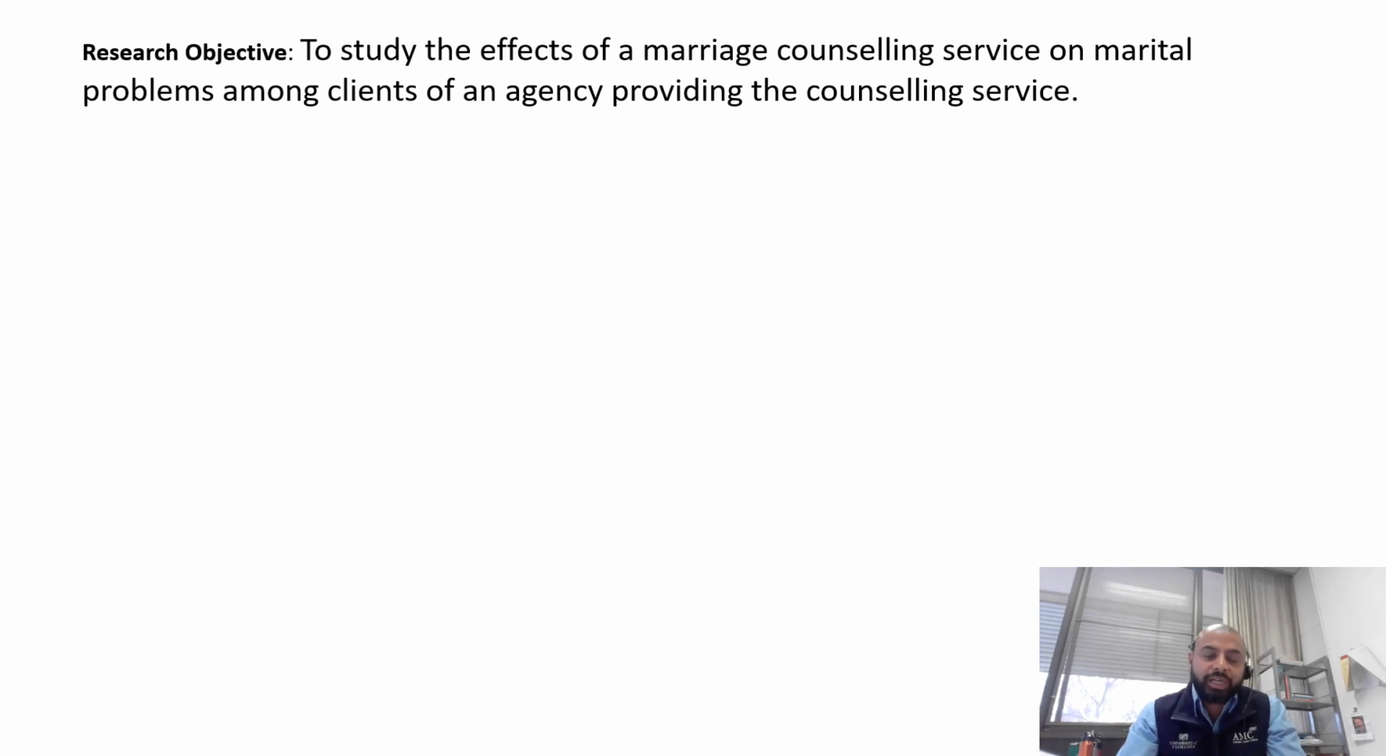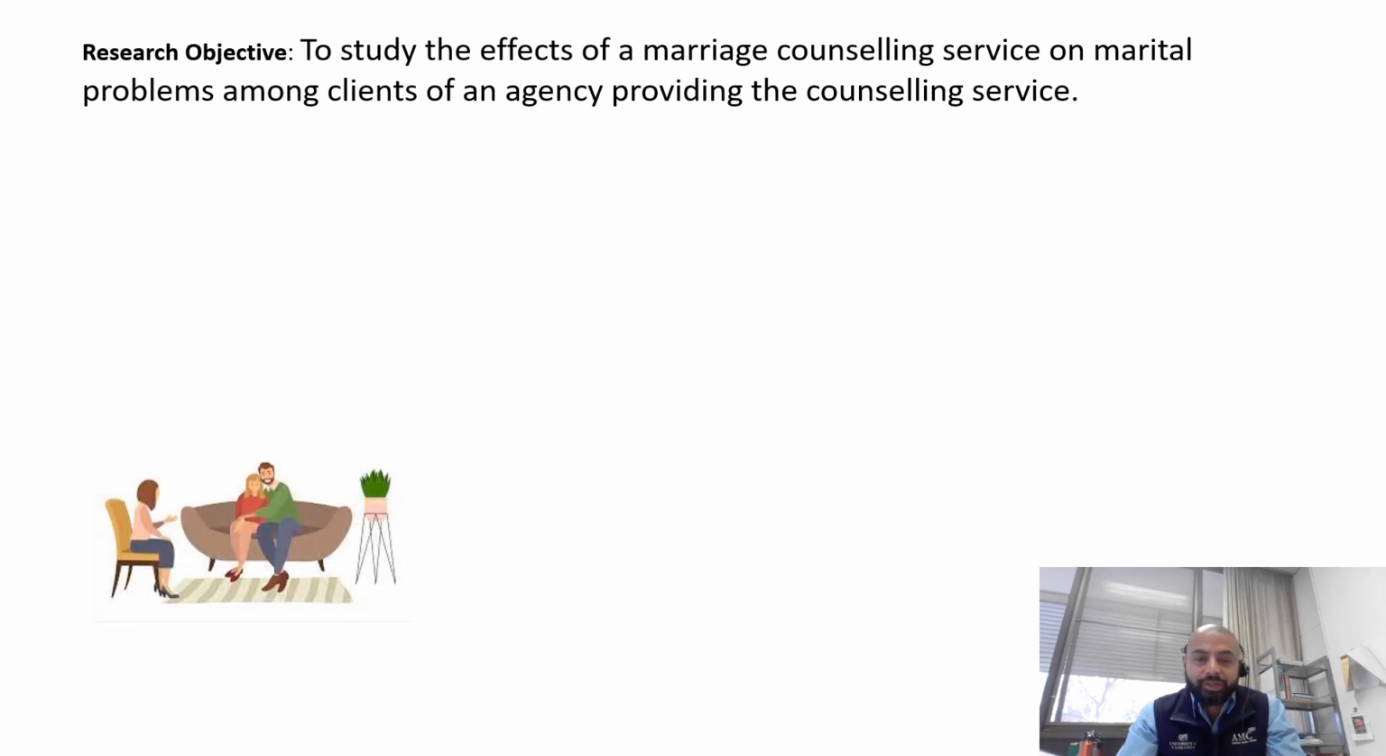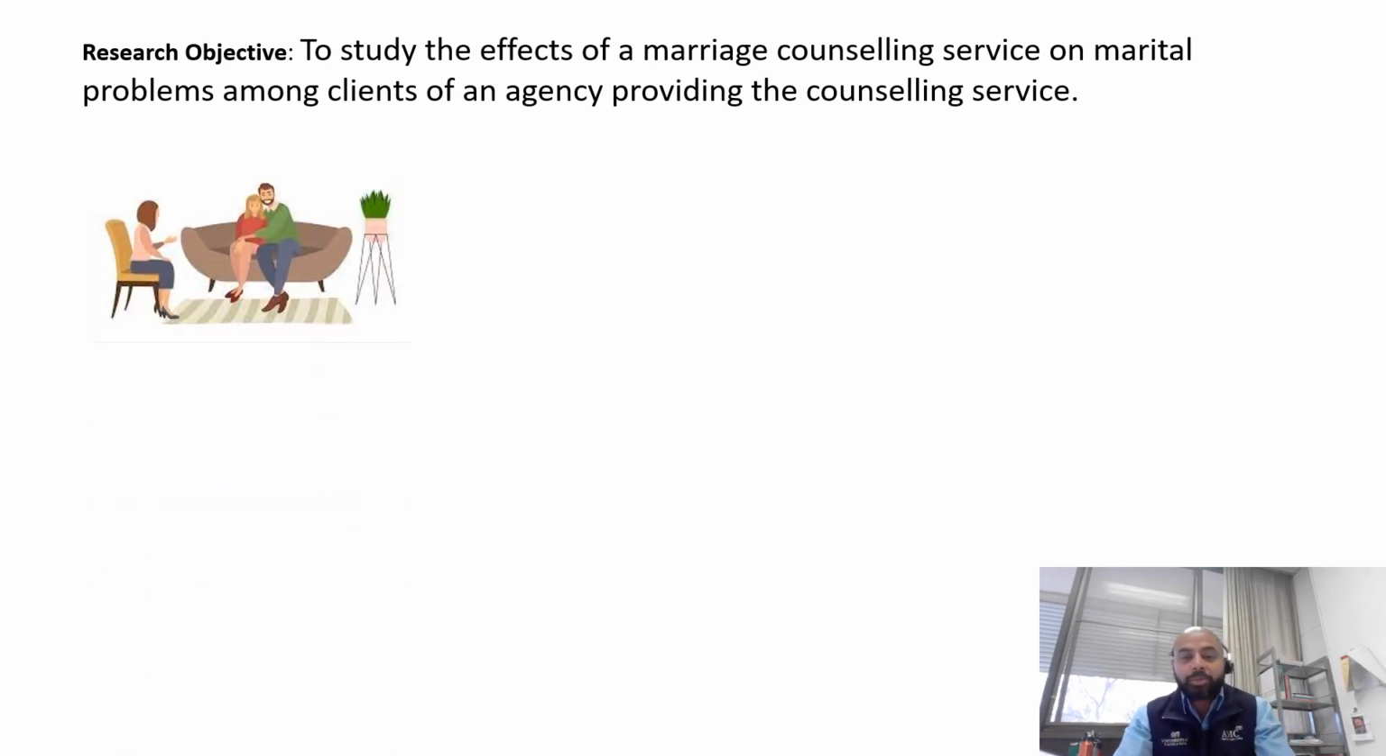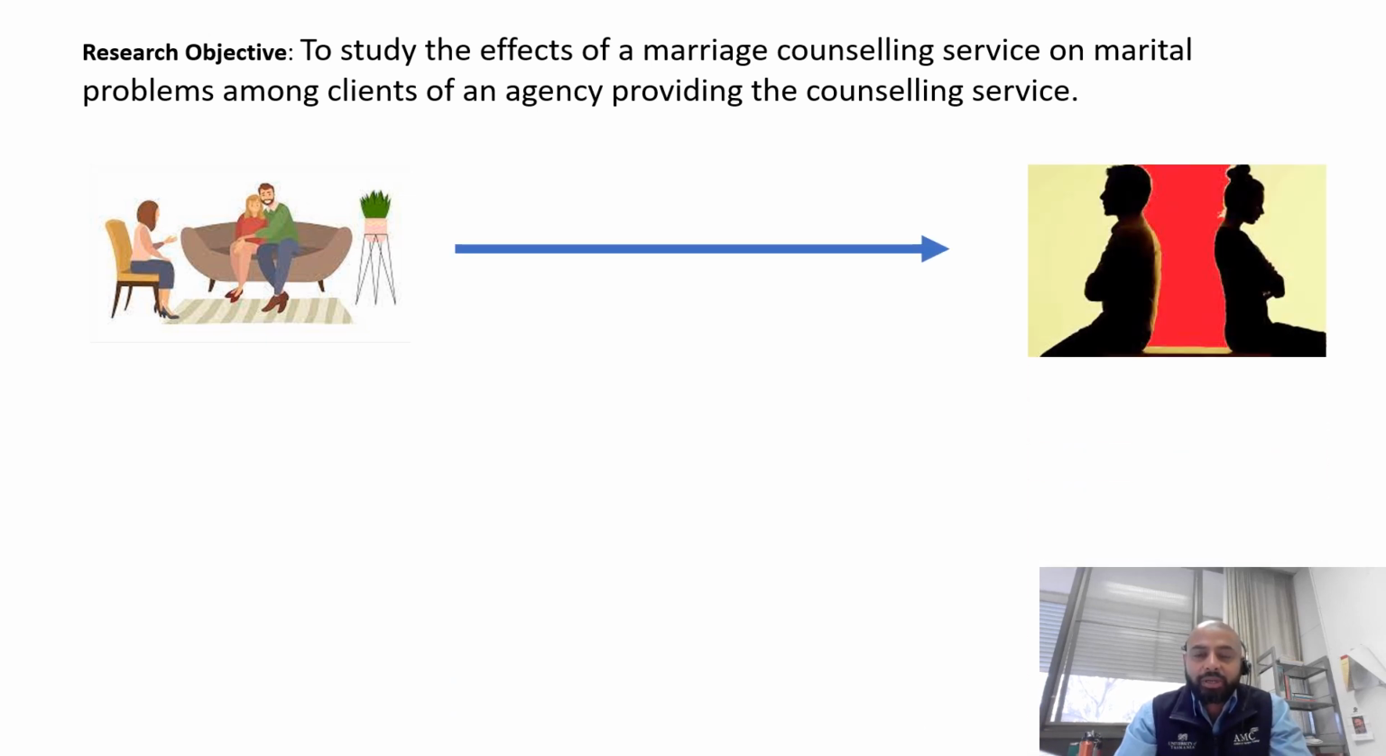So what can be an independent variable in this research? The independent variable would be the marriage counseling service that is being provided by the agency. And the dependent variable would be maybe the rate of divorce or rate of separation, or however you want to quantify the effect of a marriage counseling service.